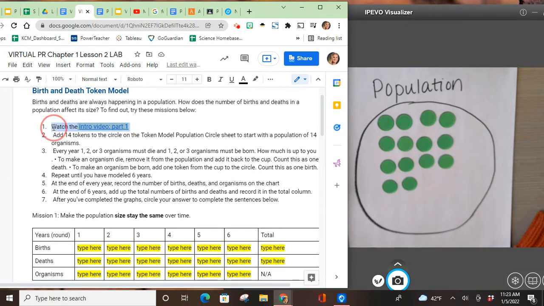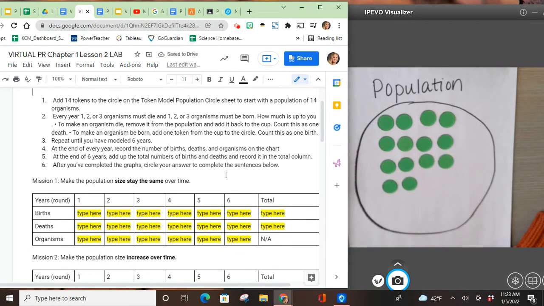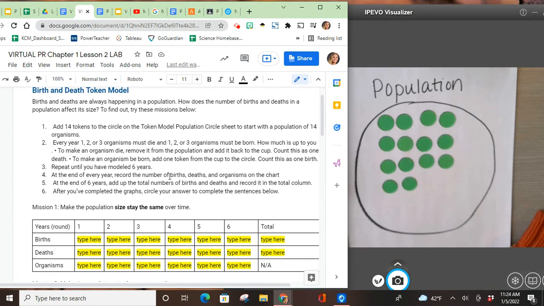I want you guys to start off by checking out the posted Google Doc on Google Classroom. So you should open up this Google document. It looks like this. It's attached to your Google Classroom. Once you have, we're going to follow these steps along together.